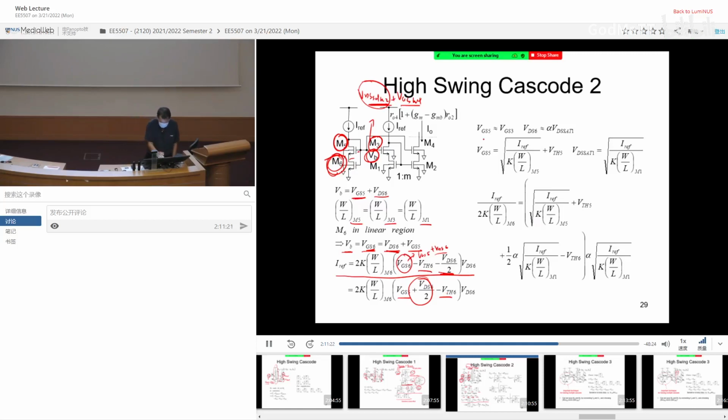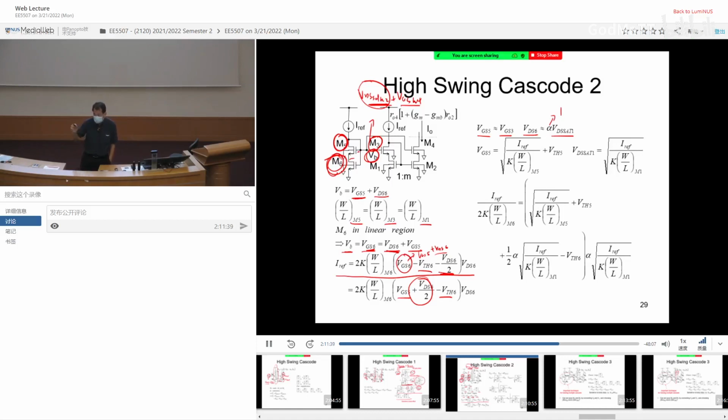And now, there is the beauty. You use VGS5 to track VGS3, and then you use VDS6 to track VDS1. Actually, alpha, you can select it to be 1. The reason you usually give an alpha margin, that is design margin.